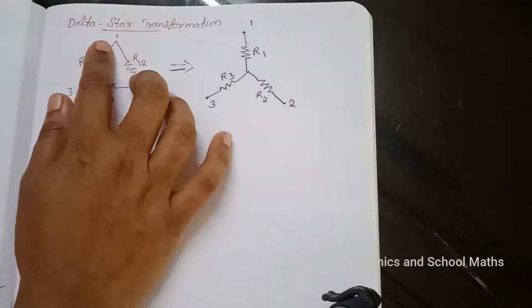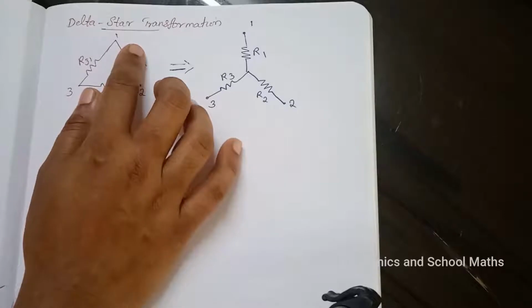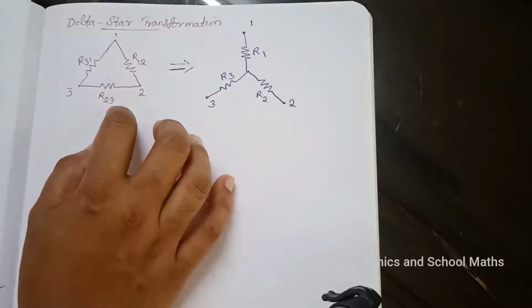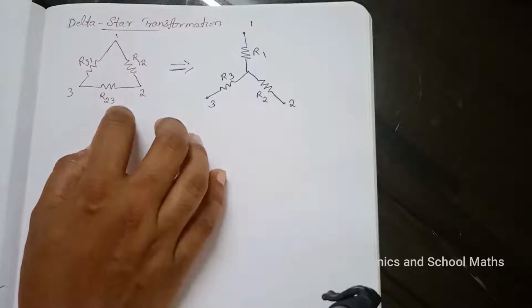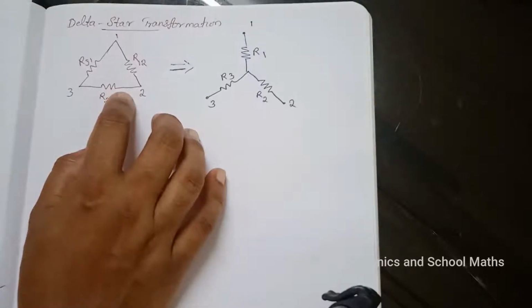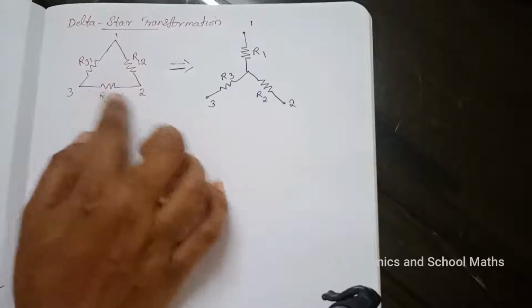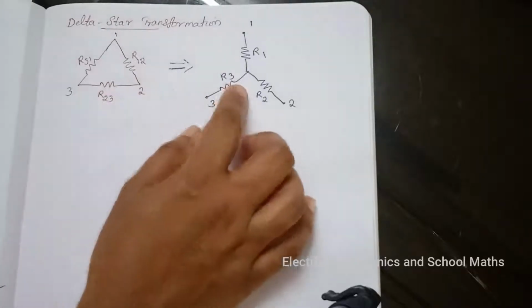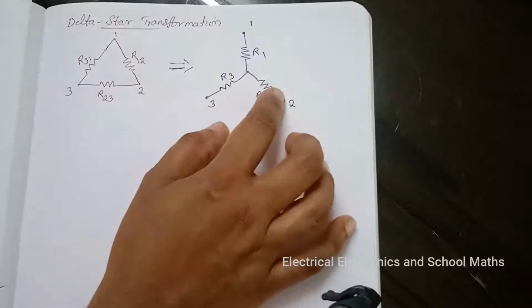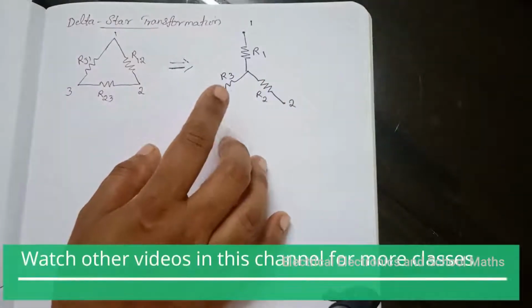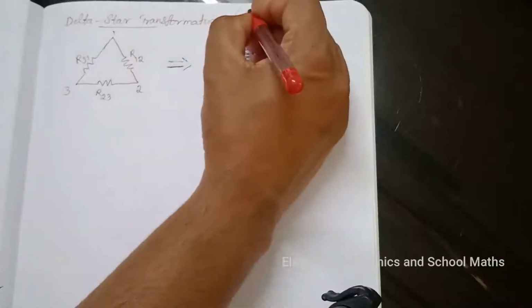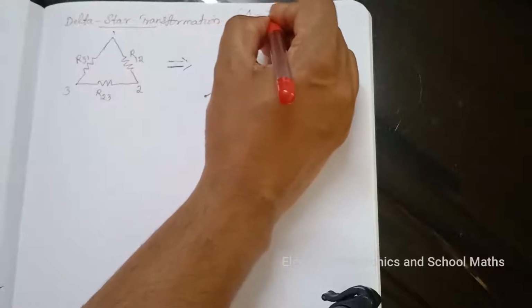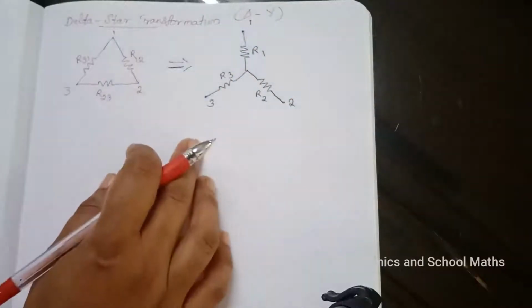Let us study about delta star transformation. Usually there are two patterns of resistor interconnections. One is delta connection, which involves three resistors arranged in the form of the Greek letter delta, and the other is star connection or Y connection. Three resistors are connected to form a Y. So we can denote delta to star like this.